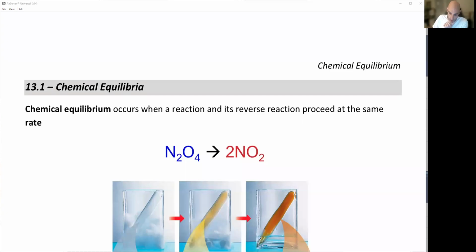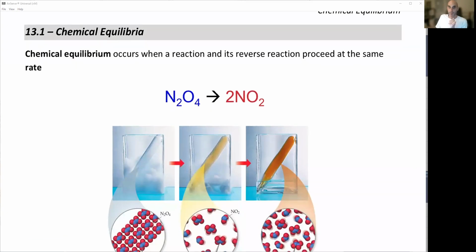Okay, so we're going to break into chapter 13, chemical equilibria. In fact, we're going to cover chemical equilibria. Please understand this chapter. The next two chapters are pretty much exactly the same concept, just applied to acids and bases, solubility, and a couple of other things. So this is actually a pretty important concept.